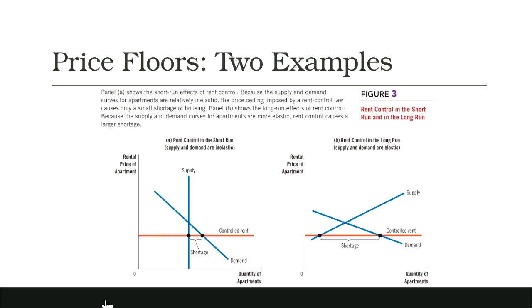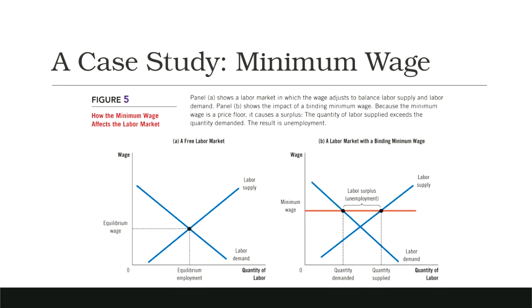Now, price floors, we're going to get into two examples here. We're going to look at the case of minimum wage. Price floors say that the price cannot go below this point. So in order for it to be binding, it has to be above the equilibrium price. And so the classic example of this is minimum wage. What we're interested in is, how does minimum wage affect the labor market?